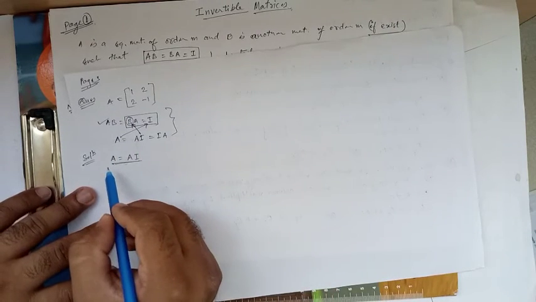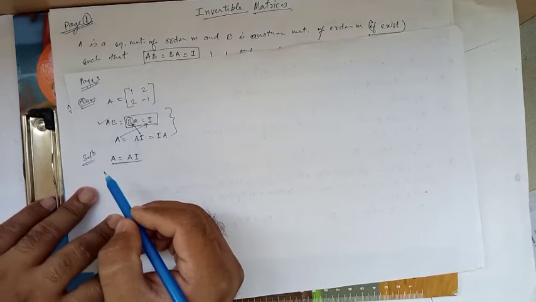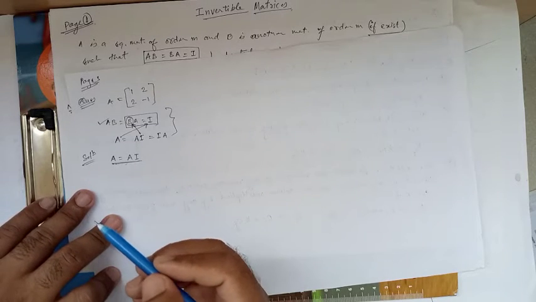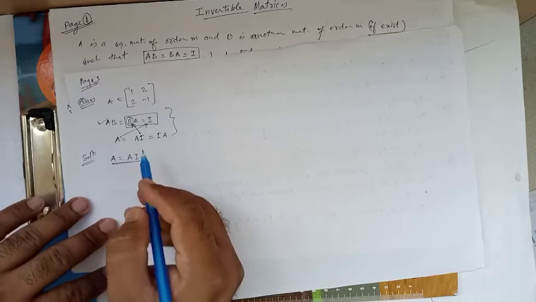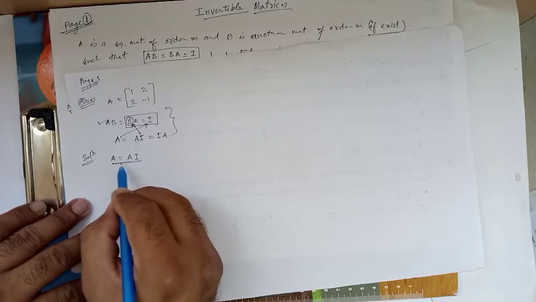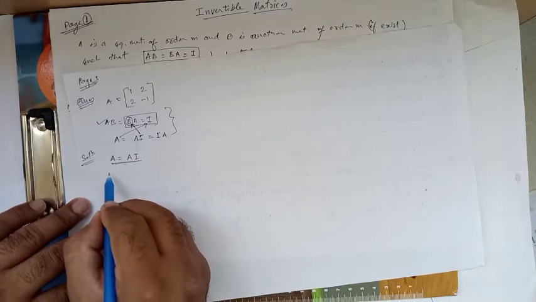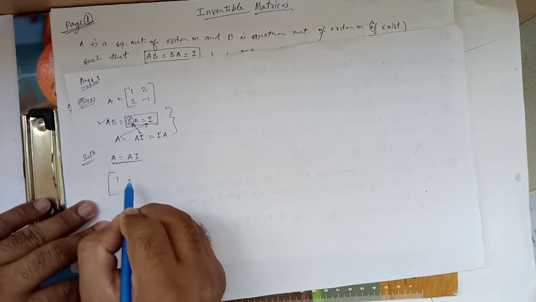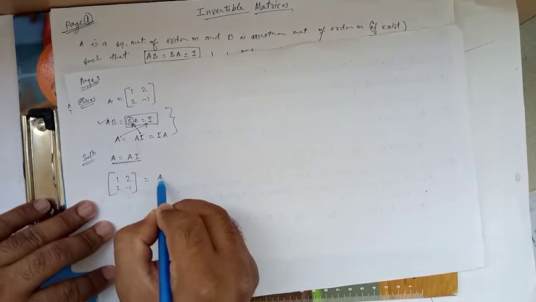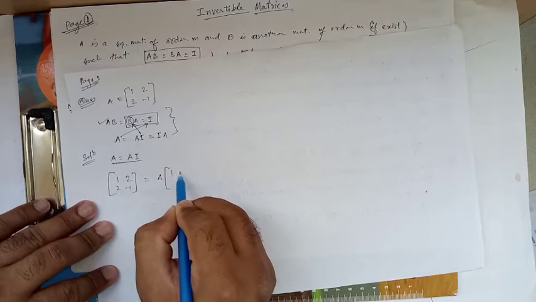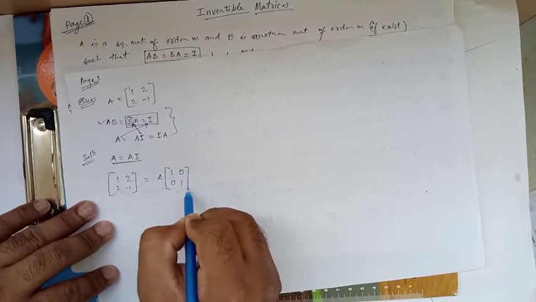So we know that in order to use elementary row operations, we may write A equal to AI. Then further we'll write the values of these. So it is [1 2; 2 -1] equal to A into I, and what is I? [1 0; 0 1]. This is I.